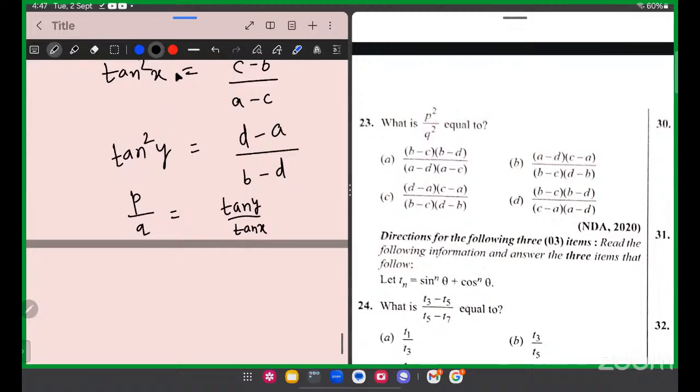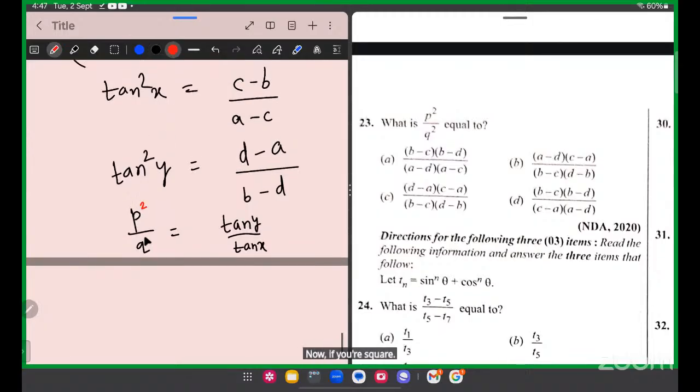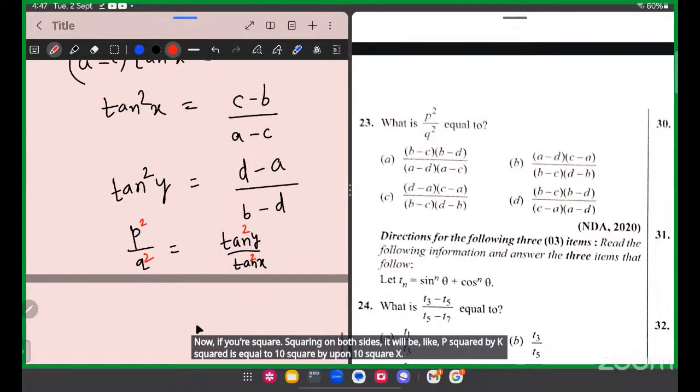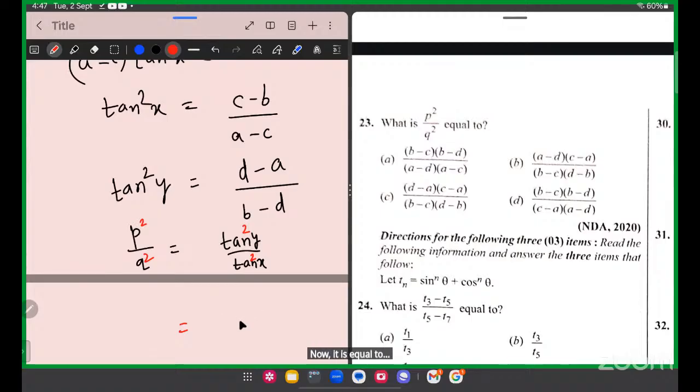Now, squaring on both sides, it will be p square by q square is equal to tan square y upon tan square x. Now, it is equal to b minus a ... d minus a. If you simplify this, you'll get the answer, right?